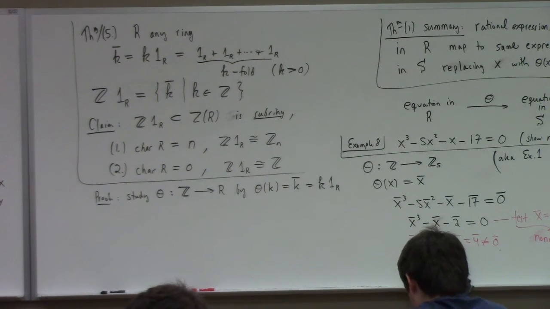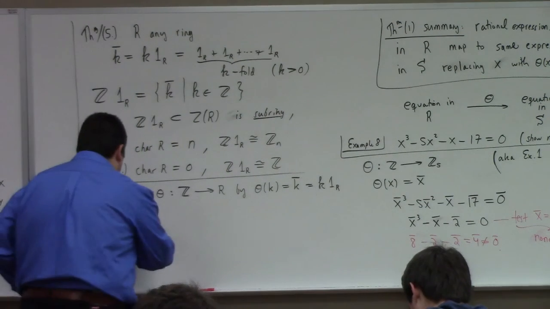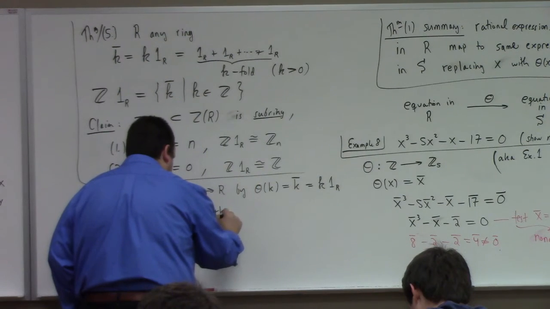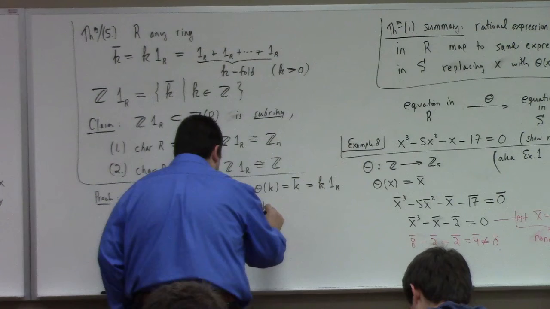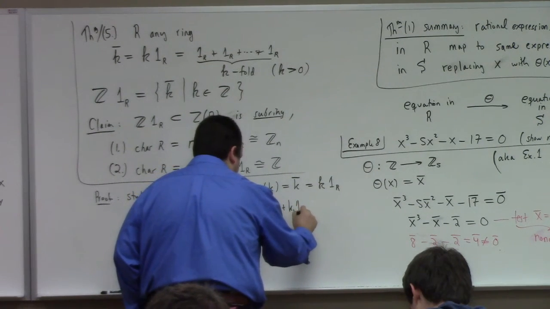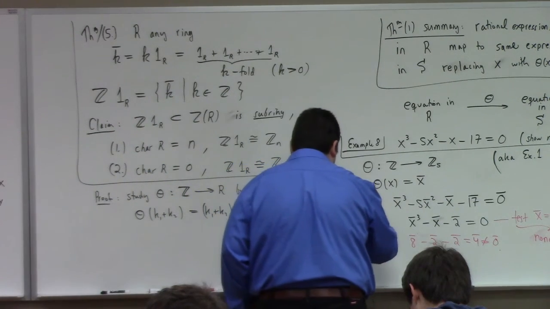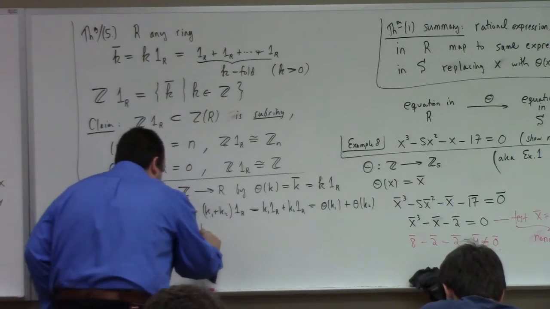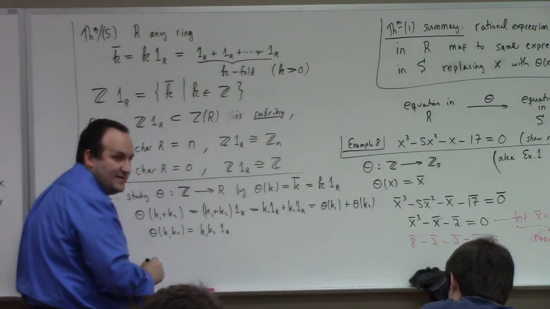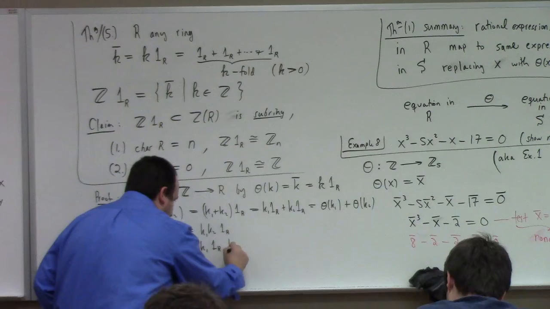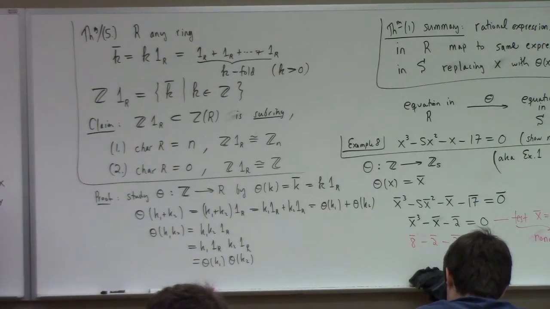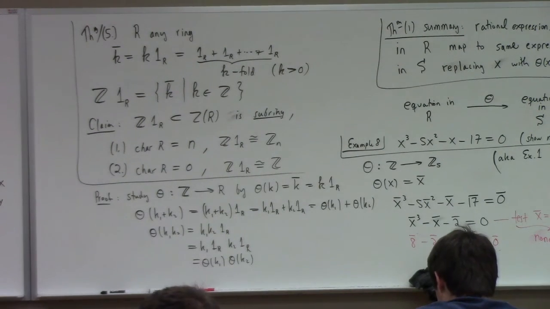We can check that that's a ring homomorphism. For example, theta of k1 plus k2 is equal to k1 plus k2 times 1r, which by distributivity is k1 1r plus k2 1r, which is theta of k1 plus theta of k2. It's not hard to see that we also have this: k1 k2 1R is k1 1R times k2 1R, which is theta of k1 times theta of k2. So there you go, it's got additive, it's got multiplicative. Is 1 mapped to 1? Yep. So theta is a ring homomorphism.